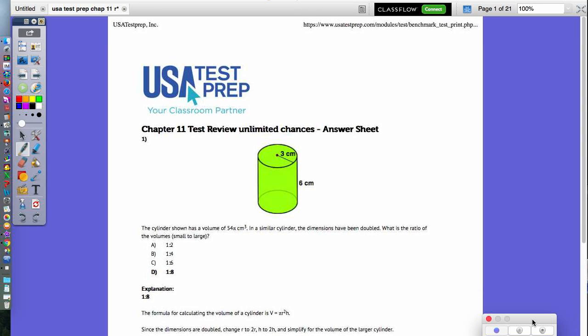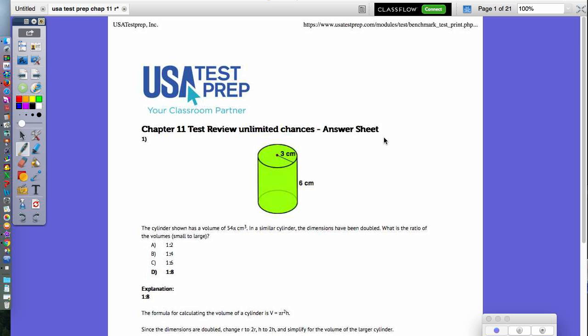Hello and welcome to the Chapter 11 review for our test this week on surface area, volume, arc length measures, sector measures, converting to radians, density, a whole lot of topics. We have a lot going on in this section. So let's go ahead and get started.